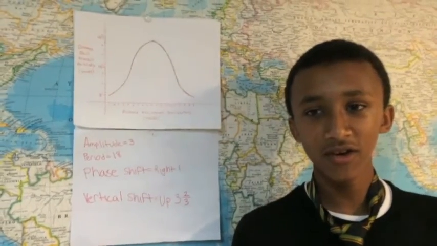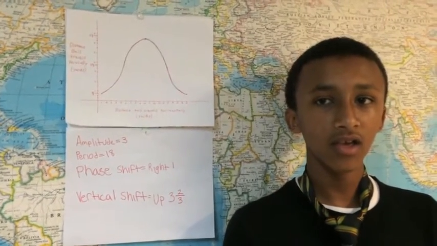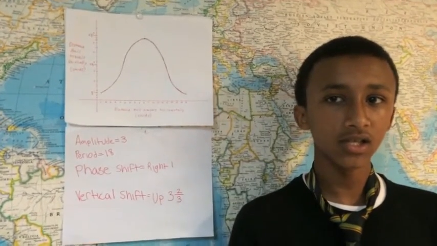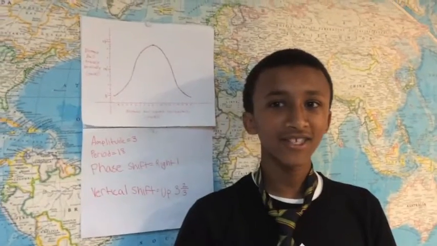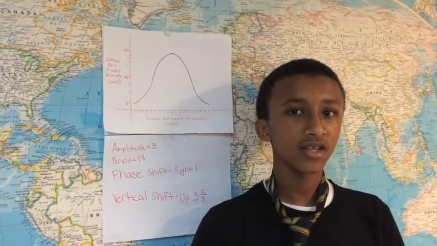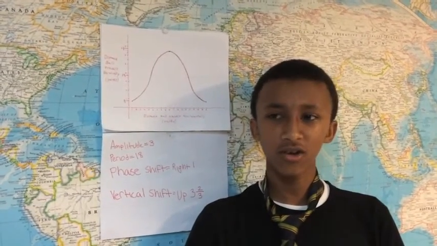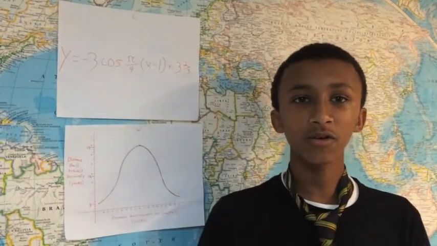Amplitude, which is 3 yards, is the distance above and below the center line of the graph. And the period of this graph is 18 yards, which is the total distance the ball travels. The phase shift explains that the ball is kicked 1 yard away from the player because his leg extends to 1 yard. The d value of this equation is 3 and 2/3 because that's the vertical shift of the graph.